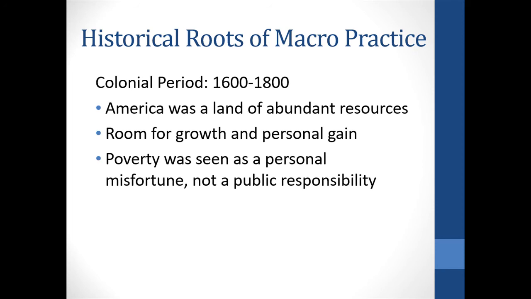So when we think about macro practice, we're really going to go back to that colonial period. 1600 to 1800, people were first coming to the country. America was this land of abundant resources. And people really saw that there was this whole room for growth. There was so much land growth, personal growth that was available in this new country. And people really saw poverty as a personal misfortune and not a public responsibility. They kind of had this Puritan work ethic that you were really supposed to be dependent upon yourself and not the entire country to take care of you.